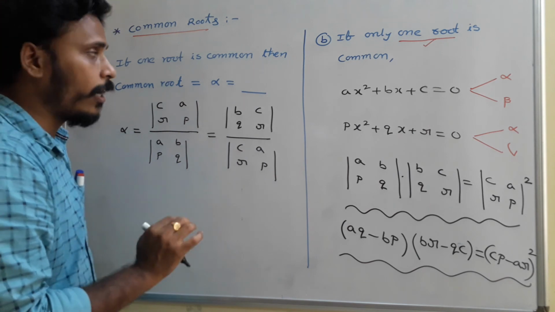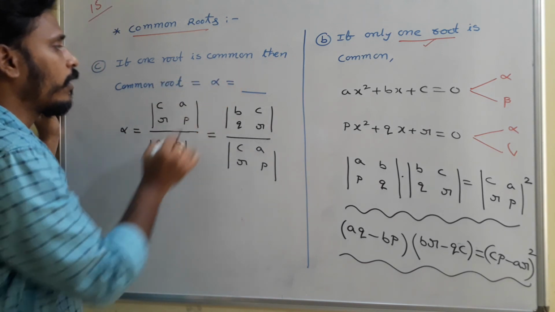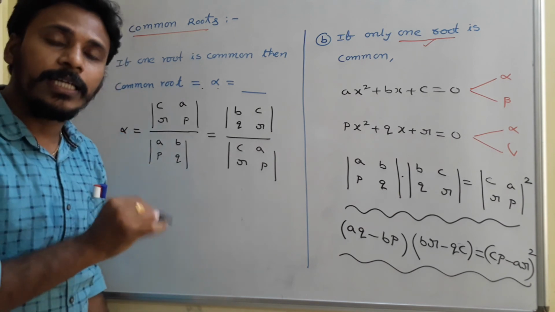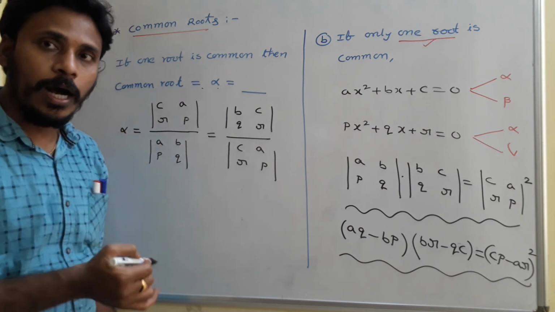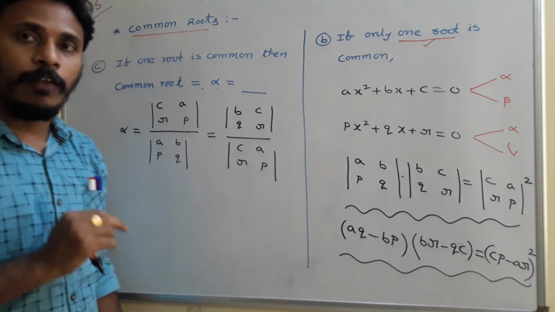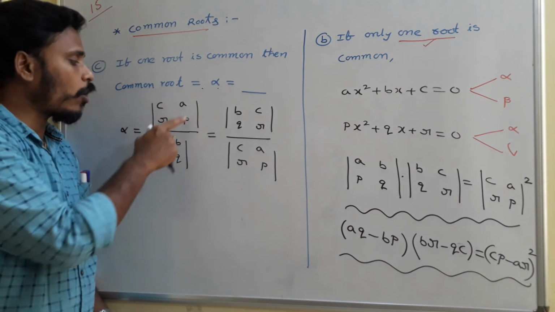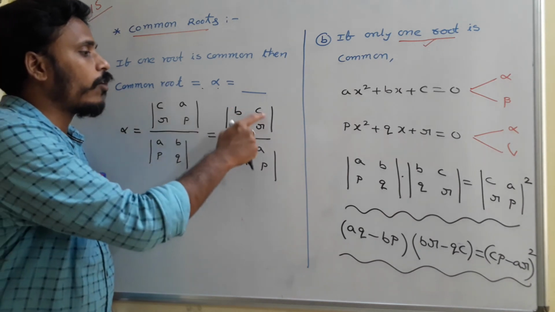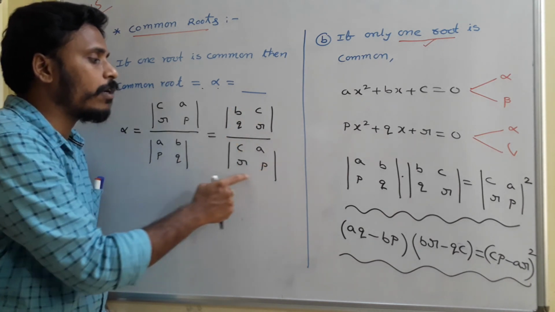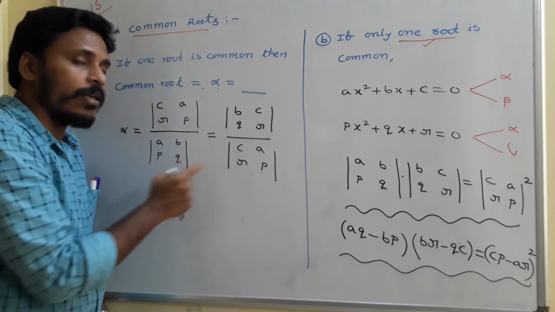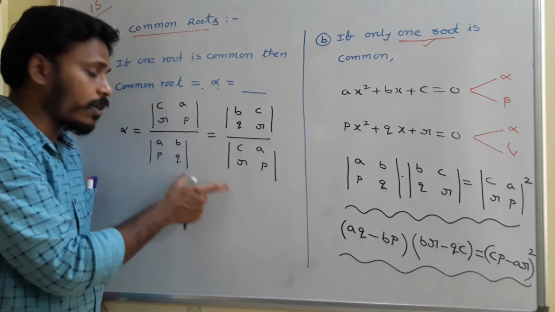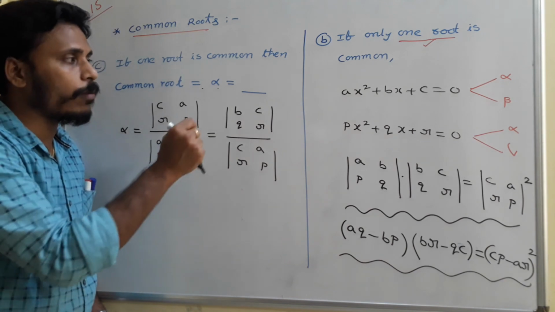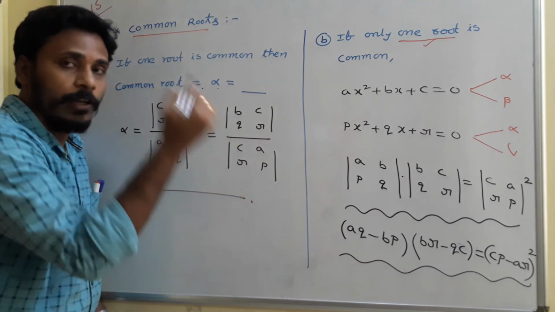What I am going to tell you is, if one root is common, that common root is alpha. If you try to find that alpha in terms of A, B, C, P, Q, R, there are two ways to find that alpha for us. One way is determinant of CA by determinant of AB, PQ, or determinant of BC, QR divided by determinant of CA. Both the answers are the same and these answers are equal to alpha, and that value is a common root for both the equations. Just have a look.